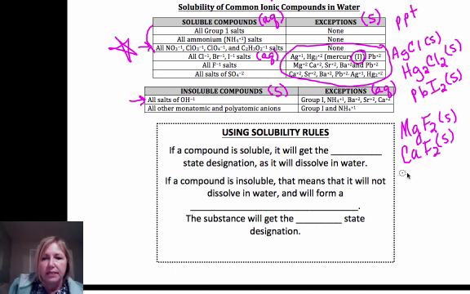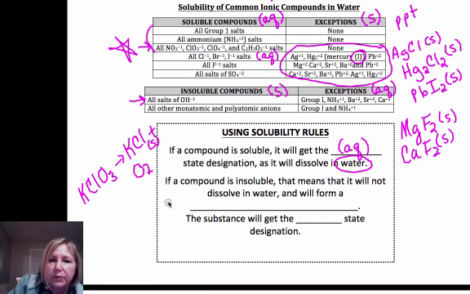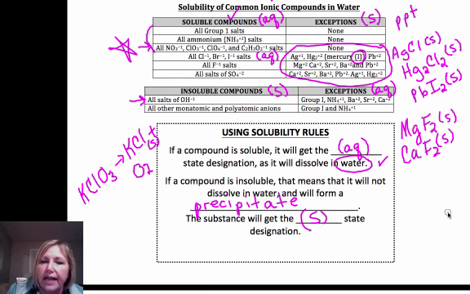Okay? So if a compound is soluble, it's going to get an AQ, assuming there's water present. Right, if there's no water present, like we saw one where we decomposed potassium chlorate to form potassium chloride and oxygen, there was no water present. So we said that was solid. As long as there's water present, if it's soluble, we give it an AQ. If it's insoluble, and we will see this in our lab, it will form a precipitate, and a precipitate is a solid that forms when two solutions are added together. So those are our solubility rules.